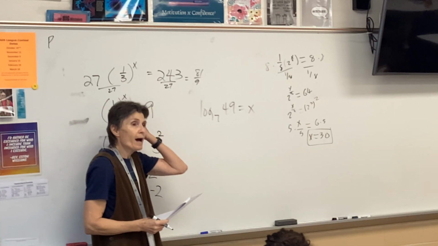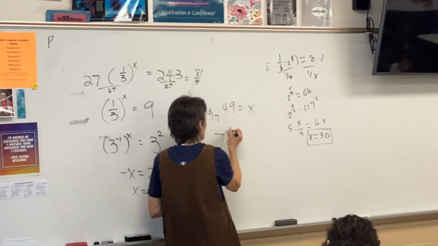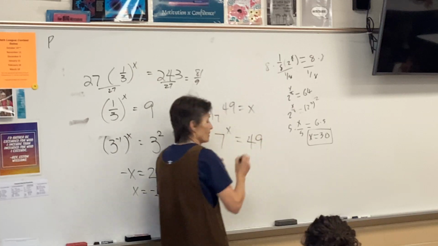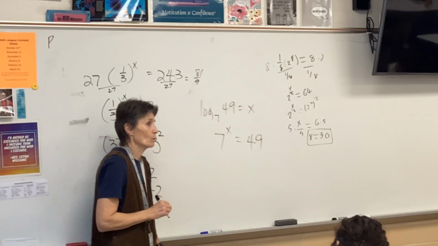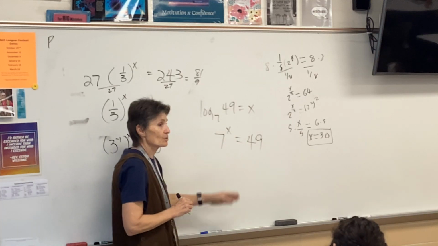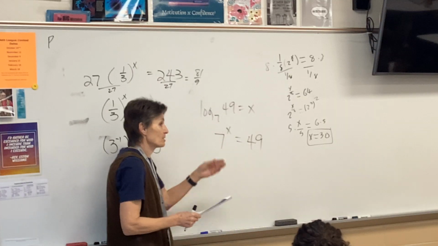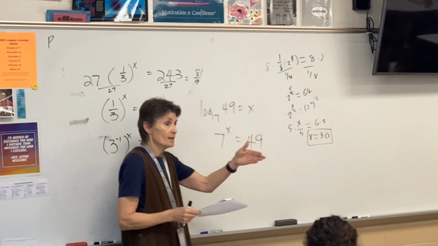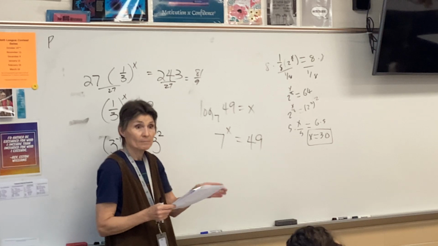Exactly. Your eyeballs see that, but your mind immediately goes here. That's what your mind says. 7 to the x equals 49. So the answer is... The next one's 8, Michael says. 2 to the third equals x.